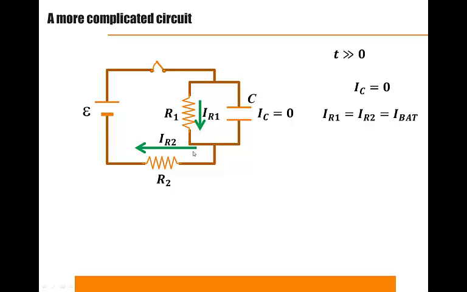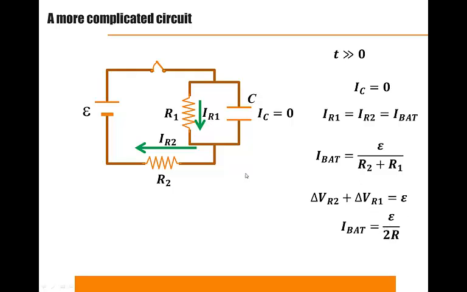Now, that's the current through R1 and that's the current through R2. Those are the same, and the same through the battery. So the current through the battery is epsilon over R1 plus R2, right? And we also have that the potential difference across R1 plus the potential difference across R2 equals the battery. Now, if the resistances of the resistors are the same, then the current through the battery is just epsilon divided by 2R, because it's like having two resistors in series. The capacitor is not playing a role. The current is going through resistor 1 and then through resistor 2.